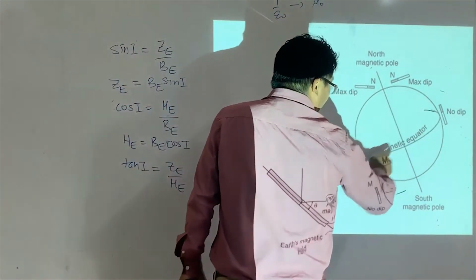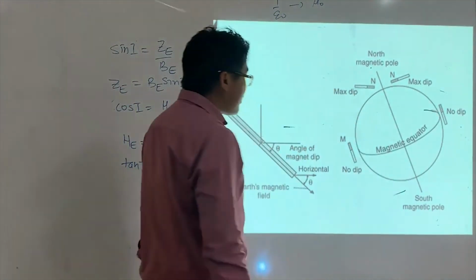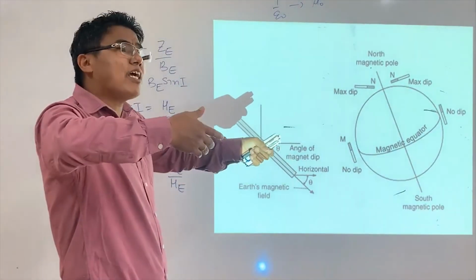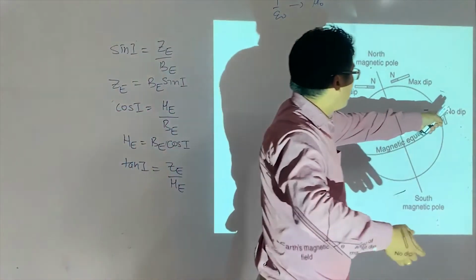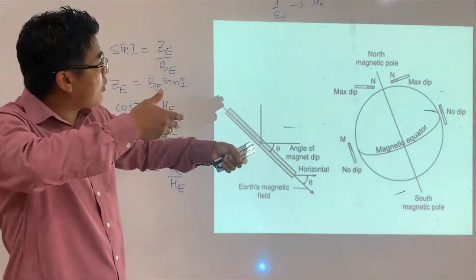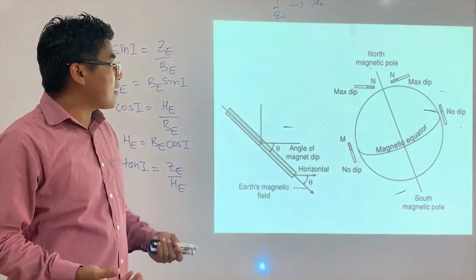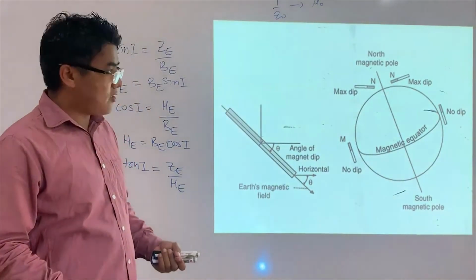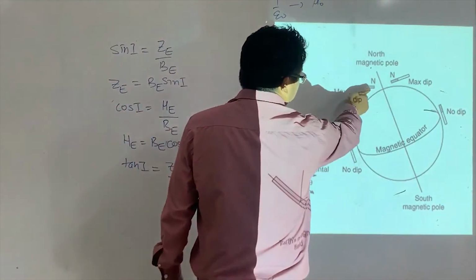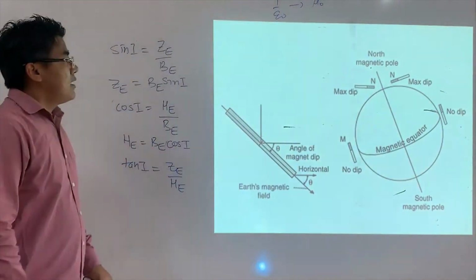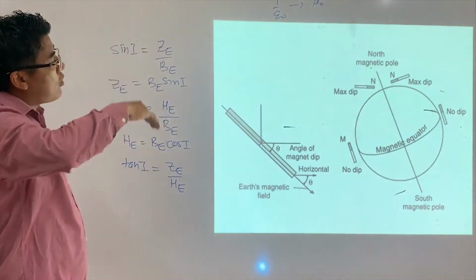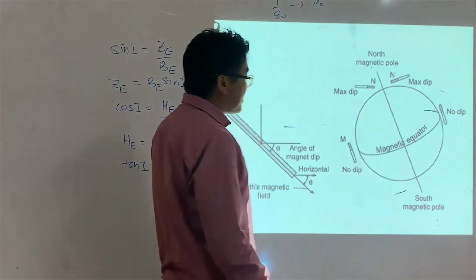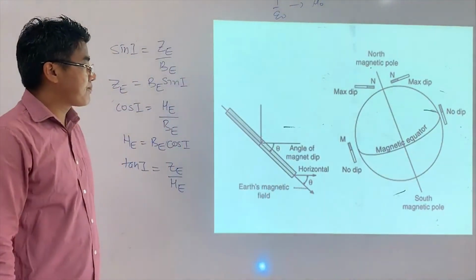So at the equator, the total earth's magnetic field is almost along the horizontal. This diagram tells us the total earth's magnetic field is almost along the horizontal. So therefore, the angle of dip is going to become 0. What about the pole? At the pole, the dip angle is maximum. It's almost 90 degrees.